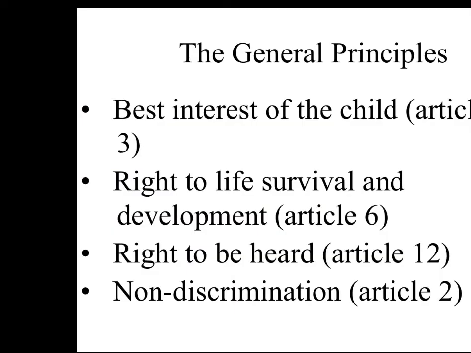The UN Convention on the Rights of the Child has 54 articles in total, but today we're going to focus on four articles in the convention that are seen as special. They're known as the general principles, and they help to interpret all the other articles. They also have a key role in how the rights of a child plays out in reality.